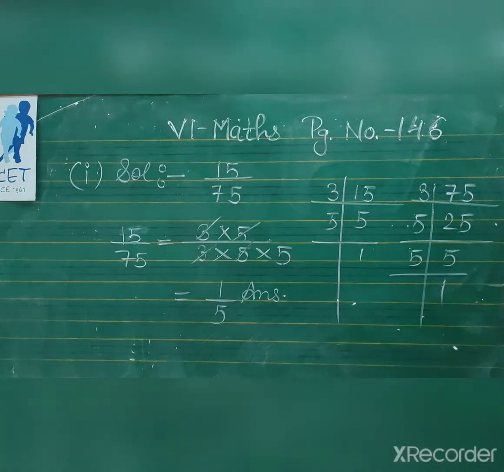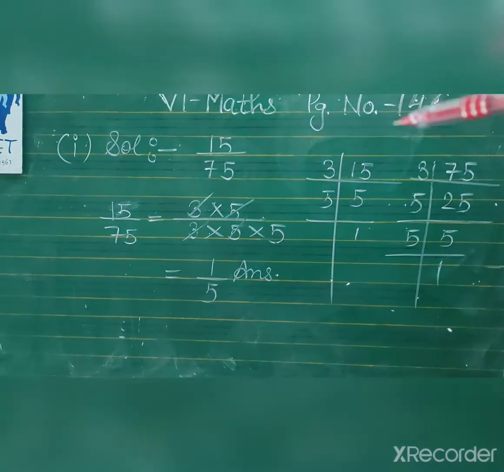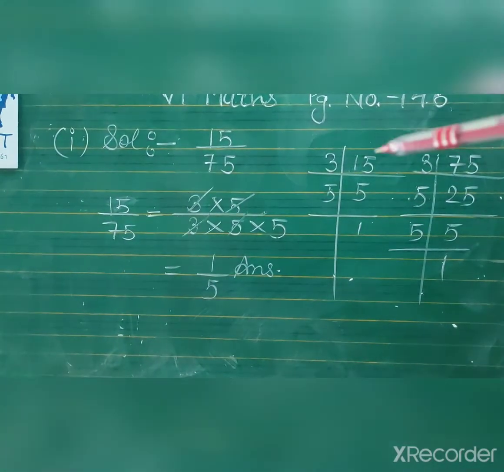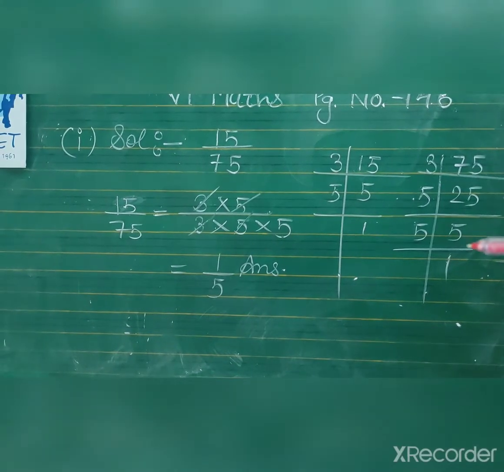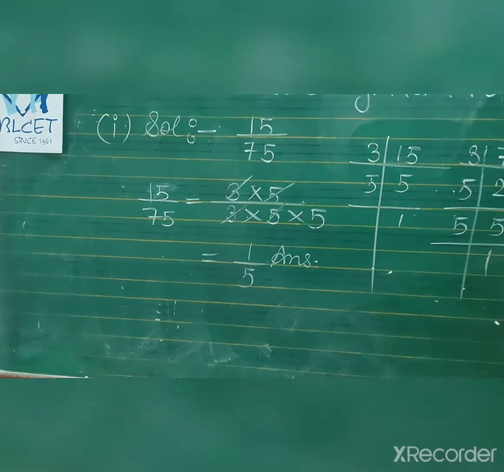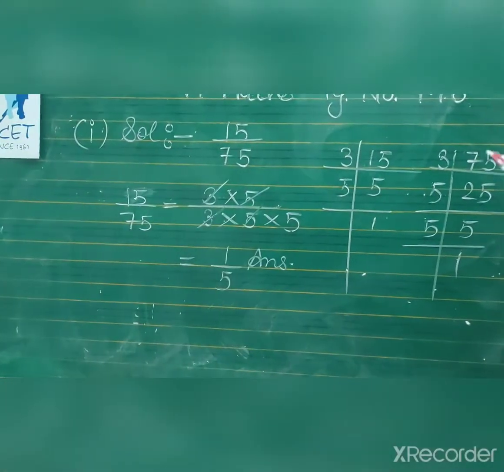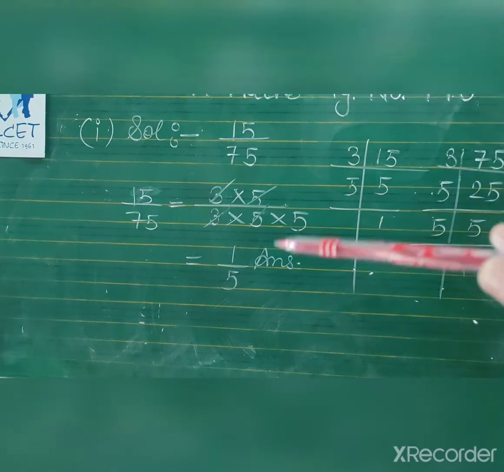Now see here, given fraction 15 upon 75. So prime factorization, we will take 15 and 75. 3 5s are 15, 5 1s are 5. Then 3 2s are 6, 3 5s are 15, 5 5s are 25, 5 1s are 5. Now in place of 15 we can write 3 into 5. In place of 75 we can write 3 into 5 into 5. Actually 3 cancels by 3, 5 cancels by 5.